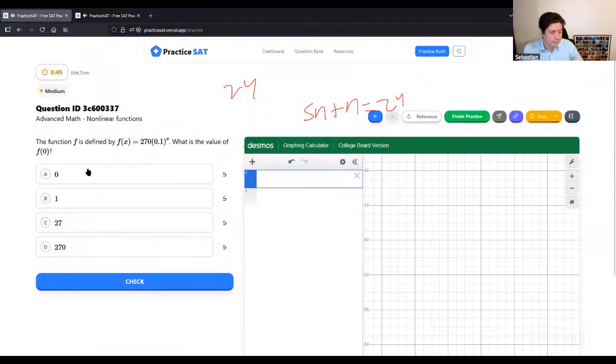The function f is defined, f of x equals 270 times 0.1 to the x. What is the value of f of 0? So you just plug in. Anything to the 0 power is 1. So it's 270 times 1, it's D.